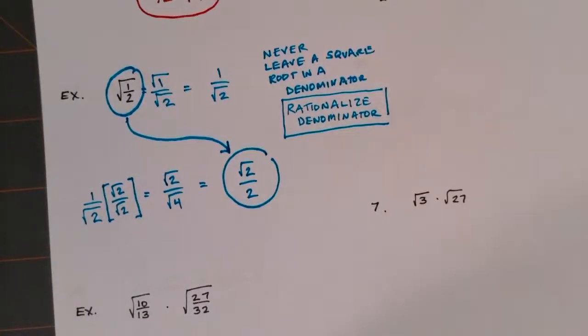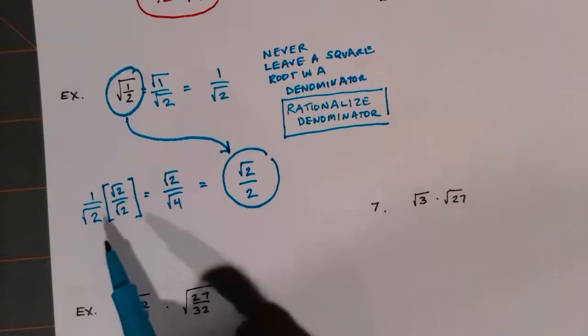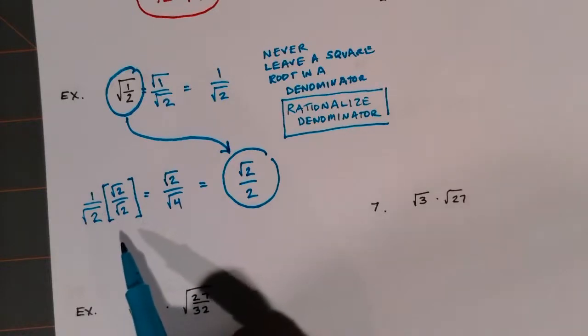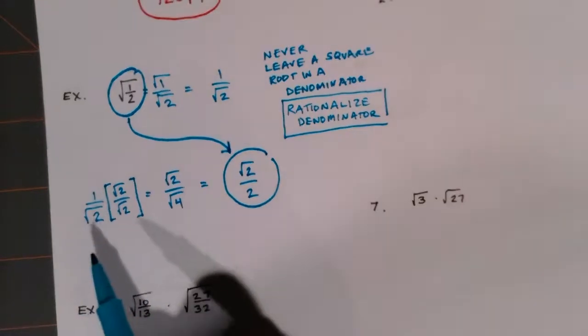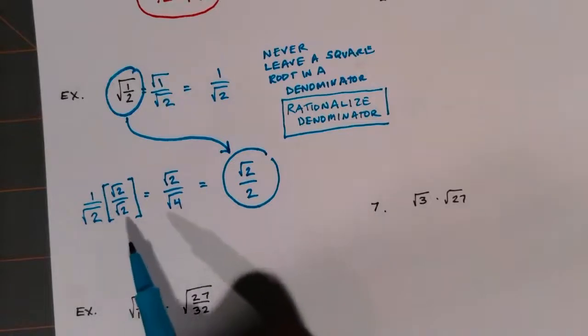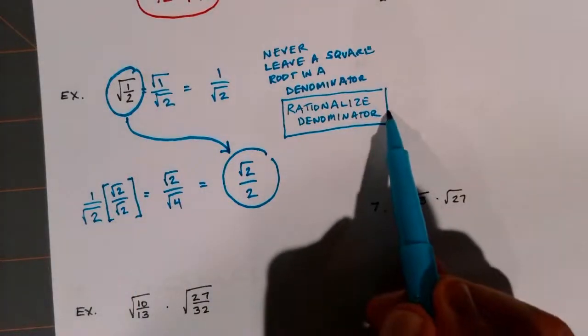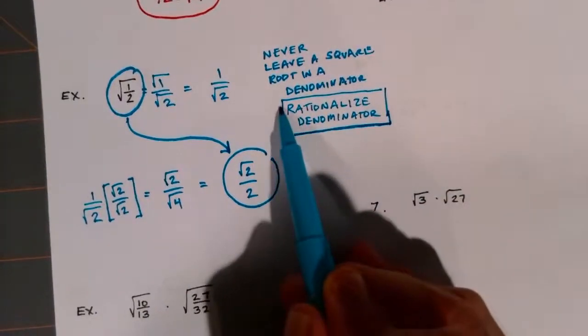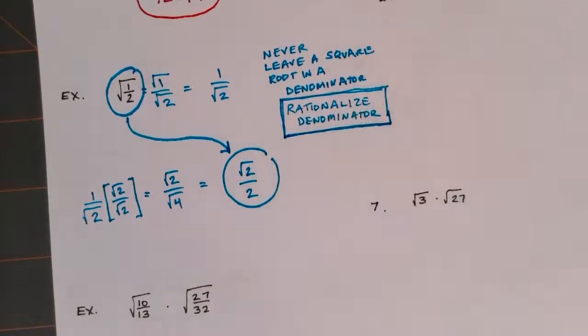Okay? And so whenever you see a fraction in the denominator, you're always going to rationalize it. And we will spend an entire lesson on this. Okay? But this is the thing that I'm worried about. Everything else is easy. This is the thing you need to learn.